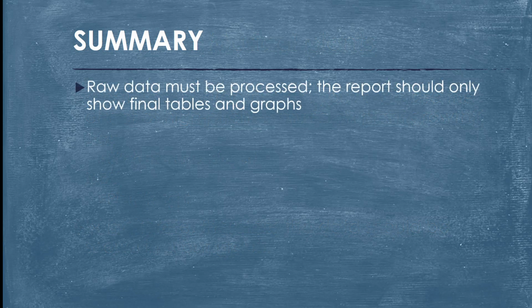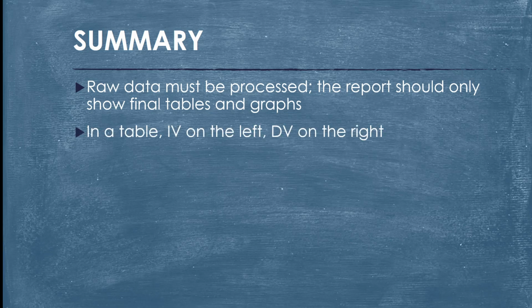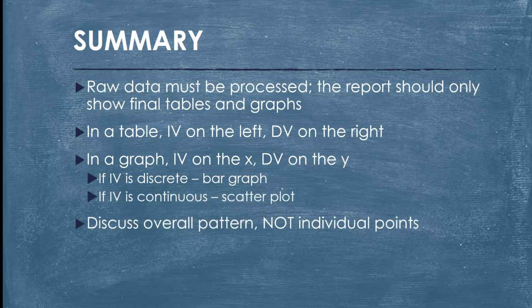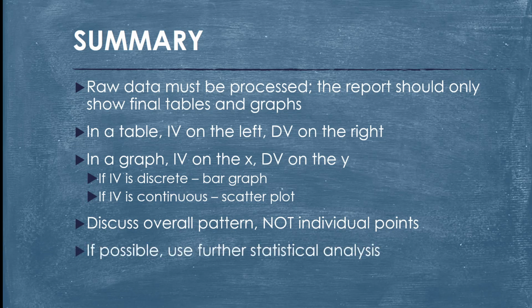So in summary, raw data must be processed. Do not dare put raw data into your report. It should only show the final tables and graphs. In a table, IV goes on the left, DV goes on the right. In a graph, IV goes on the X, DV goes on the Y. If the IV is discrete, it's a bar graph. If the IV is continuous, it's a scatter plot. Always discuss the overall pattern, never the individual points. If possible, use further statistical analysis. So that's that other video that I'm now talking about for the third time. Hint, hint, wink, wink, nudge, nudge. And finally, your graph should be easily understood. If you've done that, 2 thumbs up to you. You have processed your data.